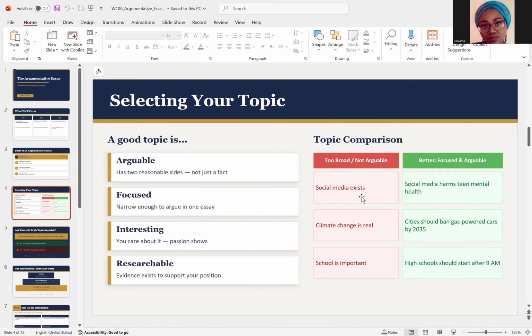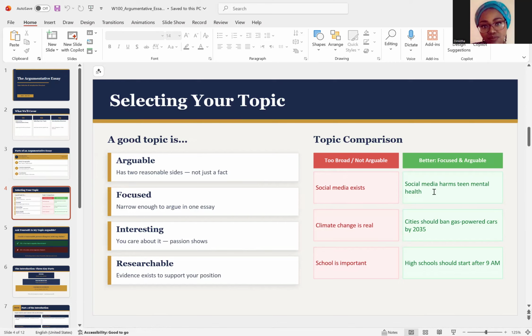It's non-arguable, like it's something that is a fact. No one is going to tell you that it doesn't exist because we're all using it, whether it's Facebook, Instagram, Snapchat, X, whatever, it is there. So you cannot argue with that. So that's a bad topic. So how can we improve that topic? Social media harms teen mental health. That's better.